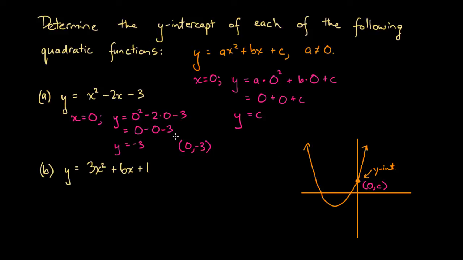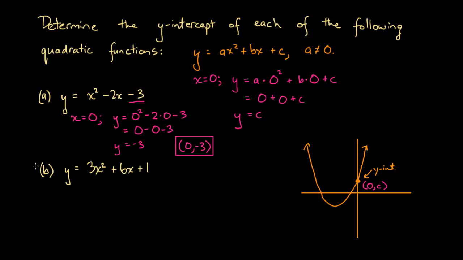Well, we could have gone through these steps, but a quicker way to do it would simply be to say, well, the constant term here is minus 3. So consequently, we know that the x value is always going to be 0, and the y value will be minus 3 here.